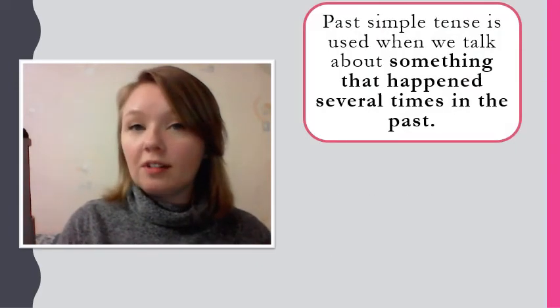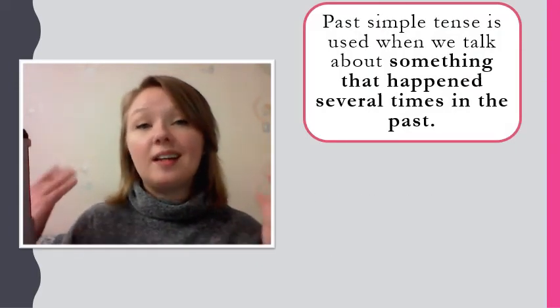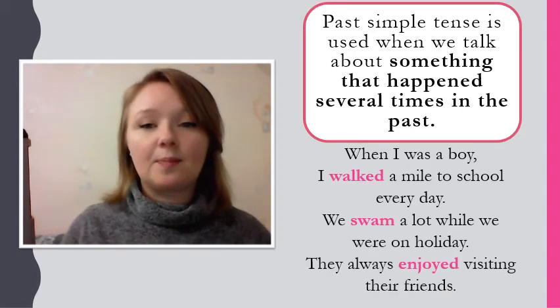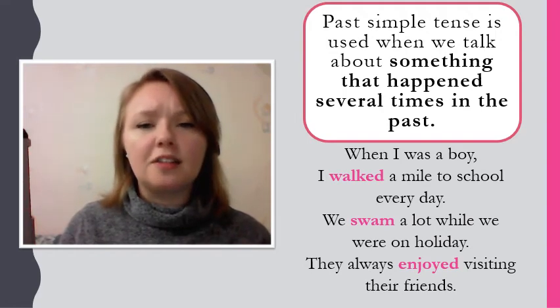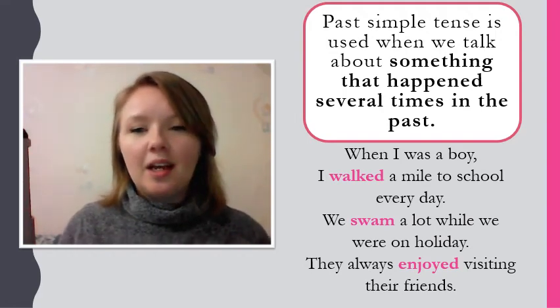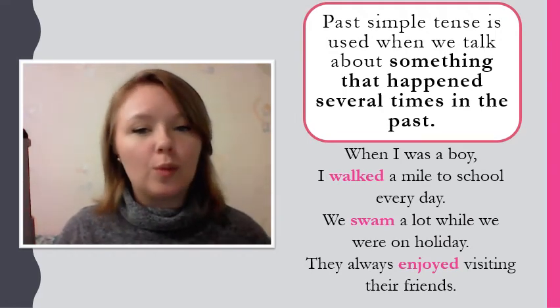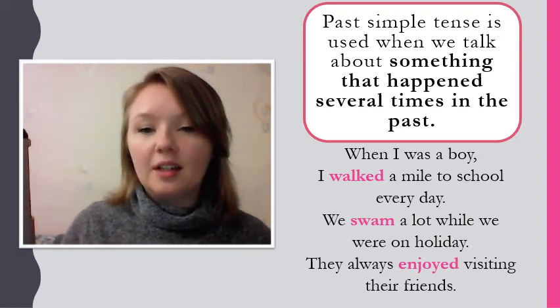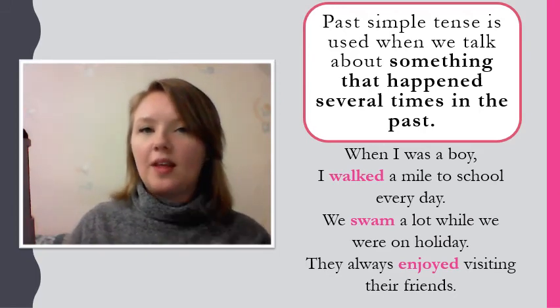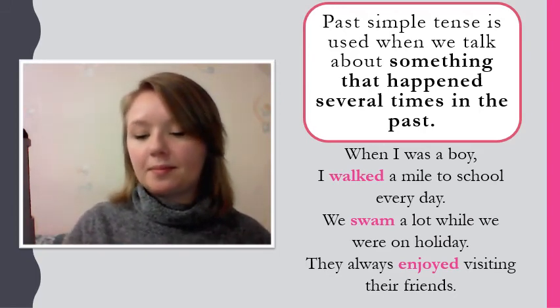We can also use past simple to talk about things that happened many times in the past. For example, when I was a boy, I walked a mile to school every day. We swam a lot while we were on holidays, and they always enjoyed visiting their friends. So these are things that happened often.